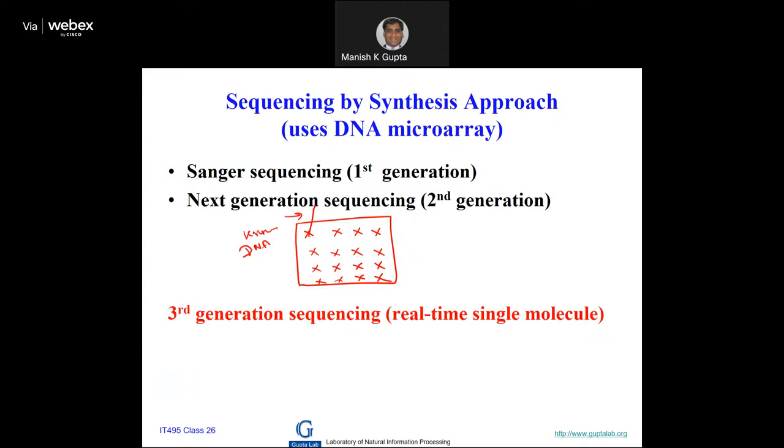First generation sequencing is known as Sanger sequencing, which was discovered by Sanger. Next generation sequencing, also known as second generation sequencing, is a massive parallel approach. Rather than reading a single DNA, you make different copies and read them in parallel. Third generation sequencing is real-time single molecule, like nanopore sequencing, where you read the data bit by bit. That is the most powerful technique actually. But of course, the human genome project was possible a lot because of next generation sequencing. That is really very important.